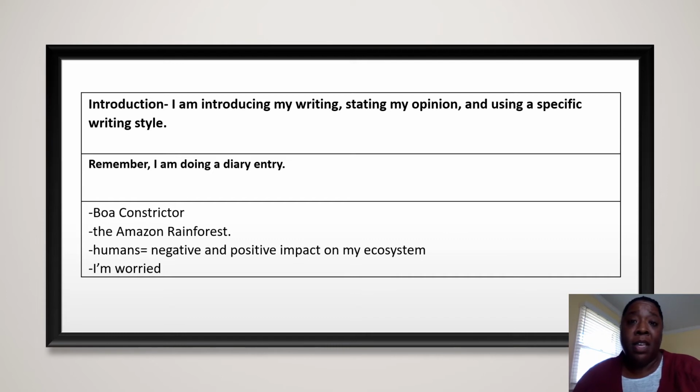ecosystem. And if I had to give a feeling, because I want my narrative writing to be interesting and engaging, I'm going to include that I'm worried. I'm a boa constrictor and there are problems in my ecosystem.